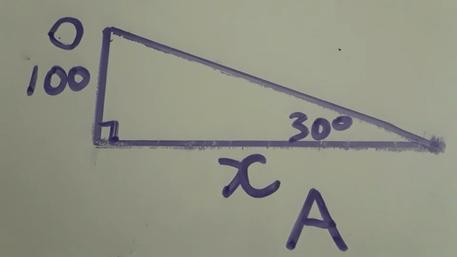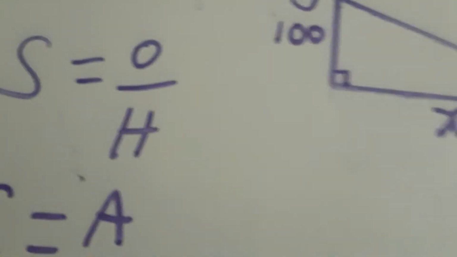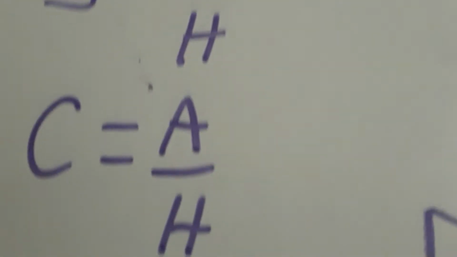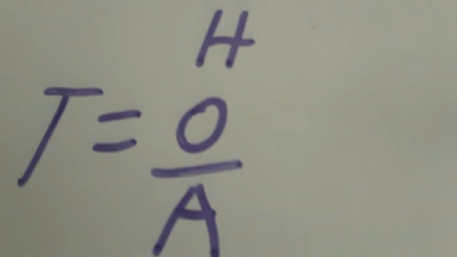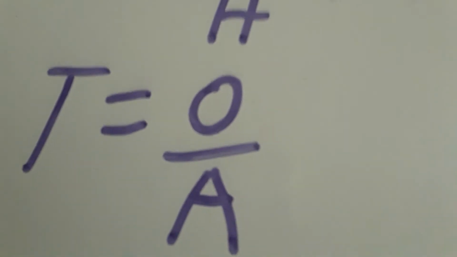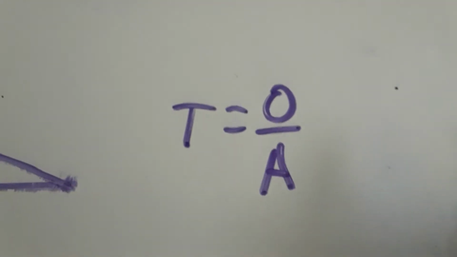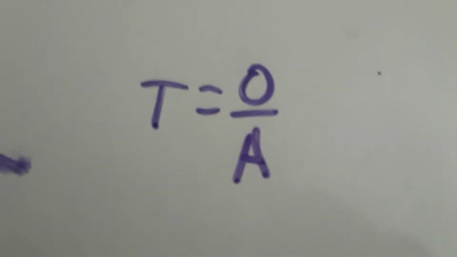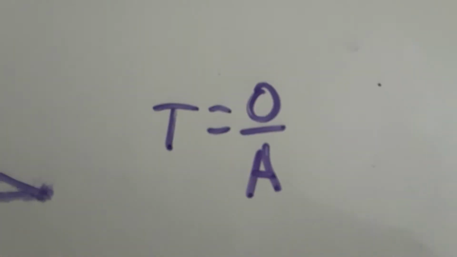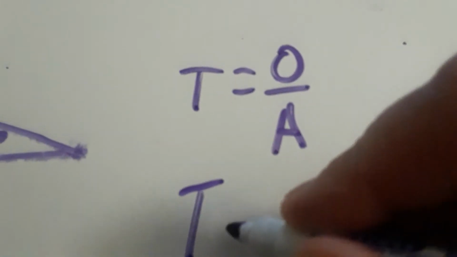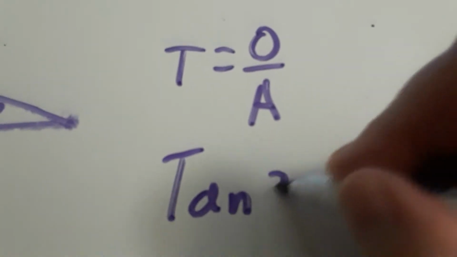So again, SOHCAH, I look for the O and the A. It's not there. It's not there. Here it is. The tangent ratio is the length of the opposite side divided by the adjacent side. So I'm just going to start with this, and I'm going to start replacing each letter with the information that I know. So for example, here, I know that the angle in question is 30 degrees. So I'm just going to write the tan of 30 degrees right here, okay?